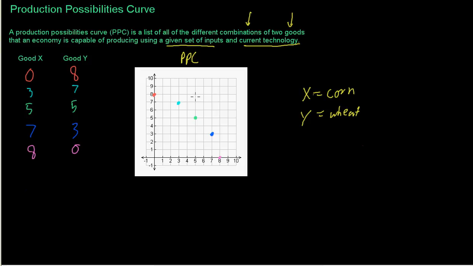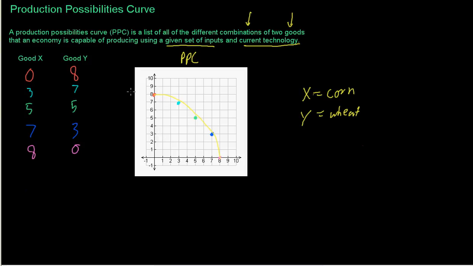And so he can either produce 8 bushels of wheat and none of corn, or 7 bushels of wheat and 3 bushels of corn, 5 bushels of wheat and 5 bushels of corn, 3 bushels of wheat and 7 bushels of corn, or 0 bushels of wheat and 8 bushels of corn. I've just gone ahead and plotted those points on this graph, and then I'm going to connect all of them close enough so that we can see the range of outputs that he can choose.